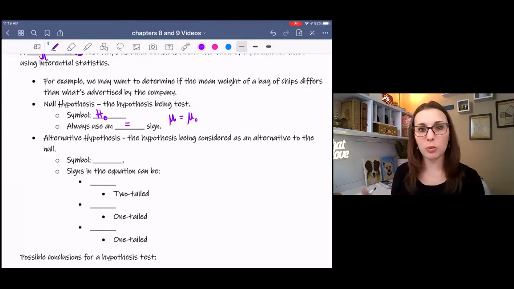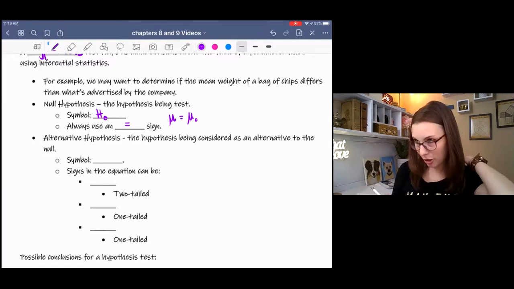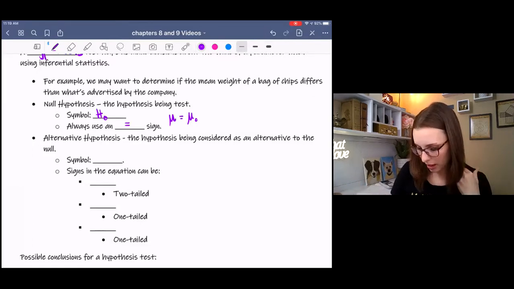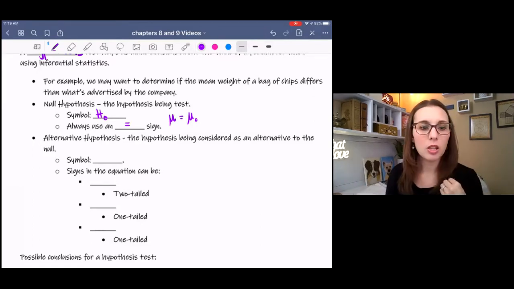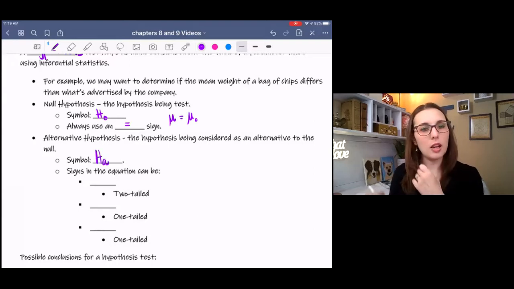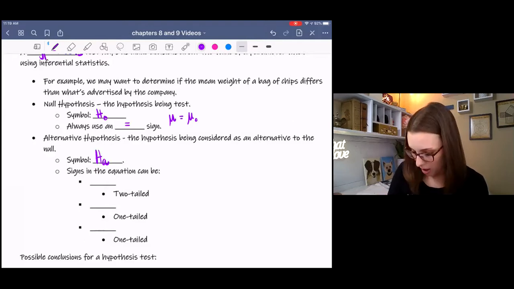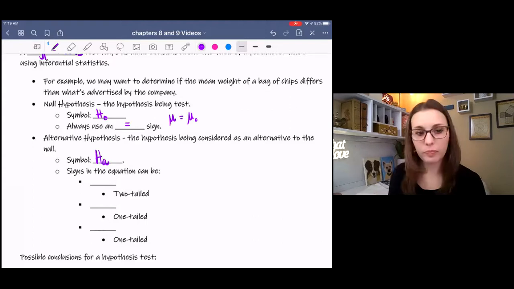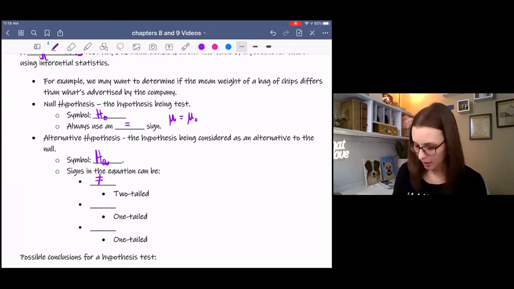That brings me to the symbol we use for the alternative hypothesis. We use H sub A. You might see a capital A, but either way, H sub A. And the only signs you can use when writing out your alternative hypothesis are not equal to, less than, or greater than.